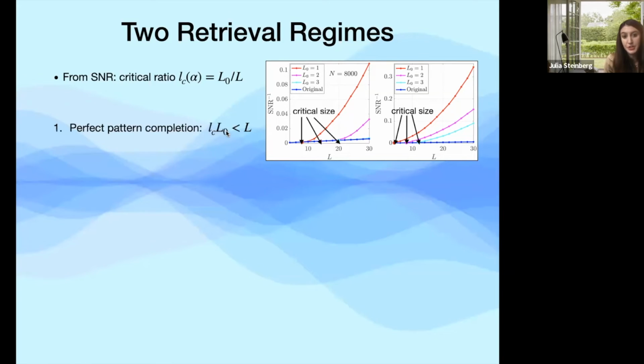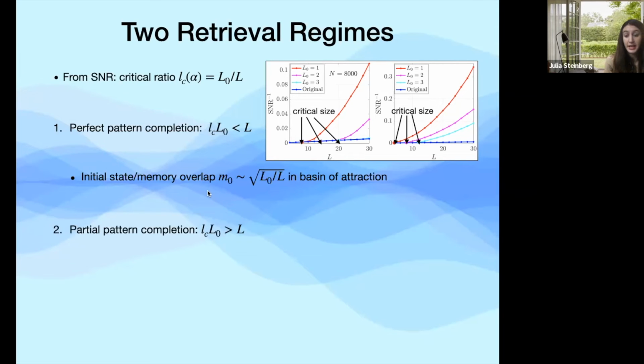And in this first regime, below this critical value of L0, just given the size of L, you have perfect retrieval, so perfect pattern completion. What this means is that if you think about random patterns, the initial overlap of the retrieval queue that you're creating, which is proportional to the square root of this fraction, lies in the basin of attraction of the memory. And so the second regime is when this doesn't happen.